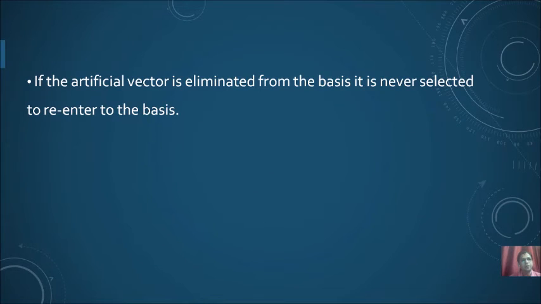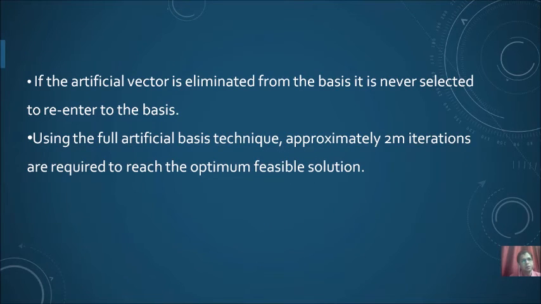If an artificial variable or artificial vector is eliminated from the basis, it is never selected to re-enter the basis. Using the full artificial basis technique, approximately 2m iterations are required to reach the optimum feasible solution. This is an approximation. If there are two constraints, then 4 iterations will generally be required to reach the optimum feasible solution. Of course, this is a general rule.